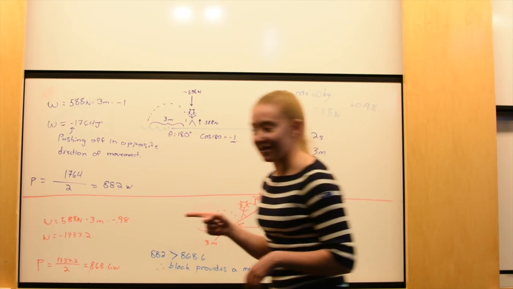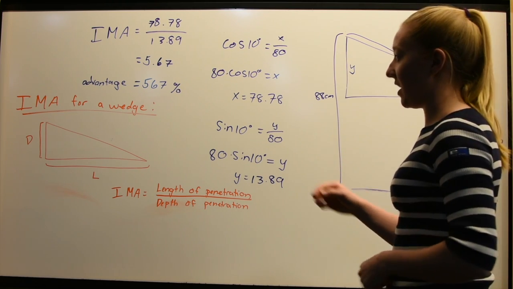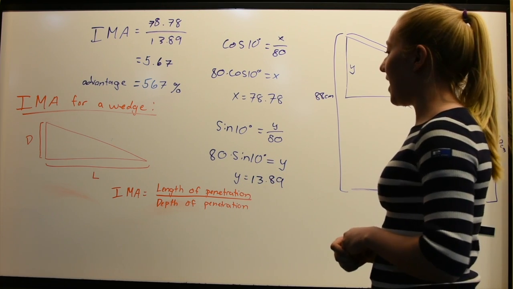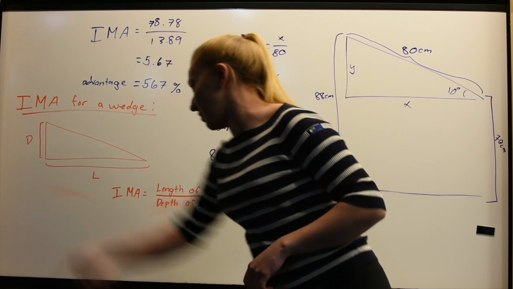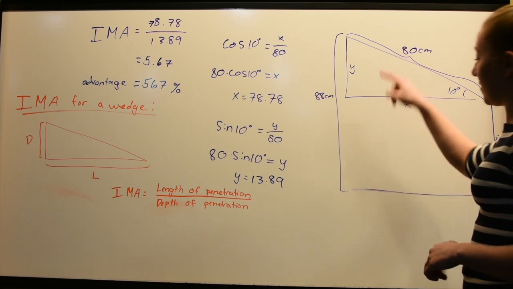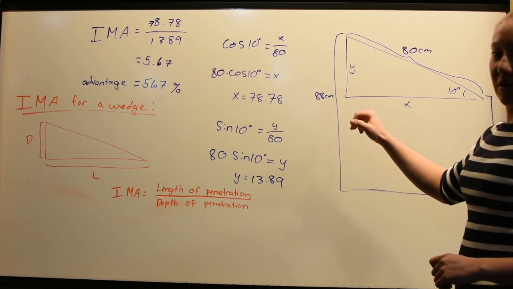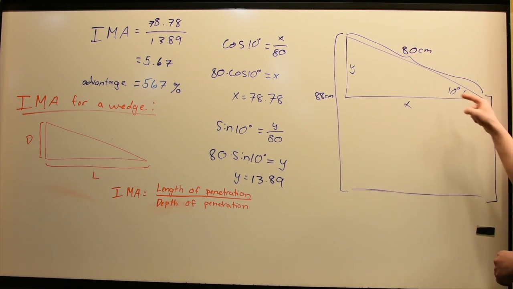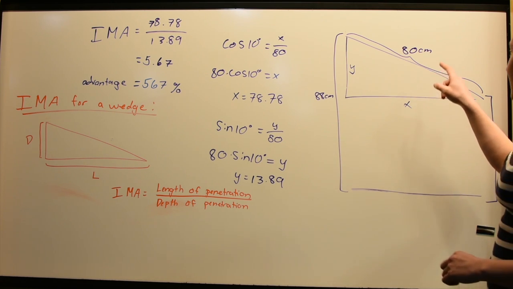Now, we calculated the IMA over here on this whiteboard. To calculate IMA, we used the formula for IMA of a wedge because the block is kind of a wedge shape. So IMA for a wedge is the length of penetration divided by the depth of penetration. So following the same logic, we solved for those values in our diagram of the block here. This is ground level. I don't know that it matters, but the block is 88 centimeters from the ground at the back and then 70 centimeters from the ground in the front, so you obviously have that 10-degree angle. The length of the hypotenuse of the block is 80 centimeters.